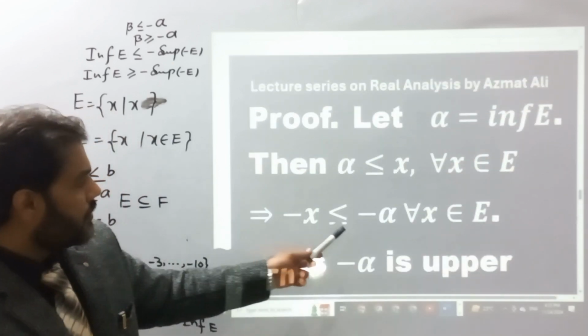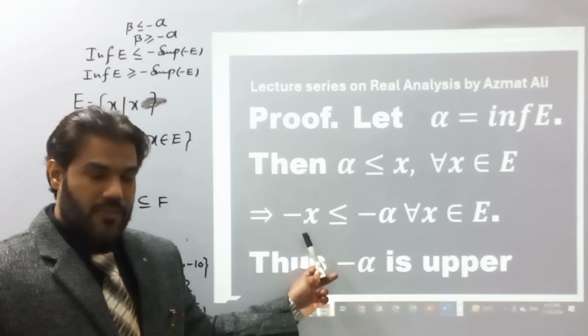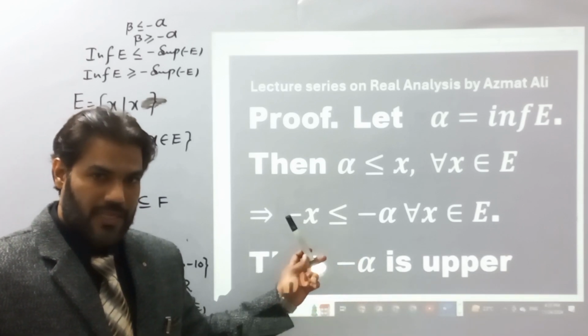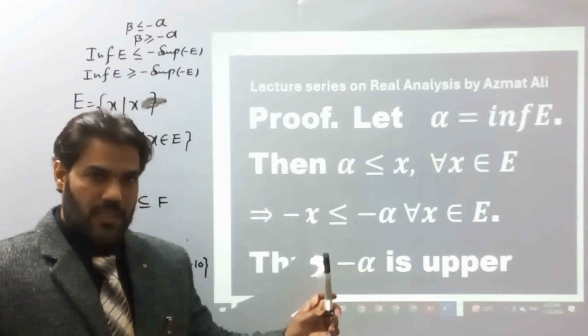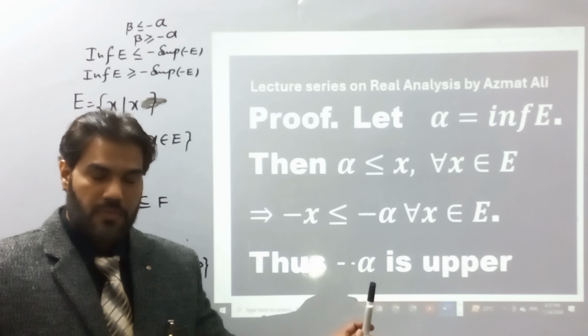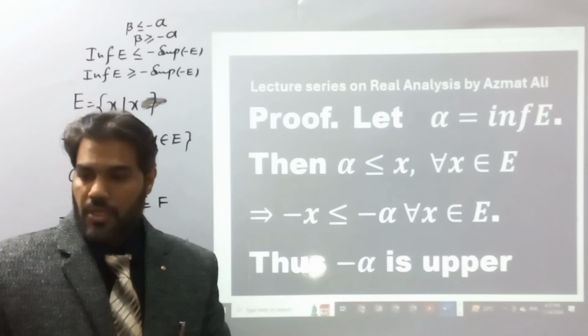Every element, that is minus x, which is an element of the set minus E, is less than or equal to minus alpha. This shows that minus alpha is an upper bound of the set minus E.